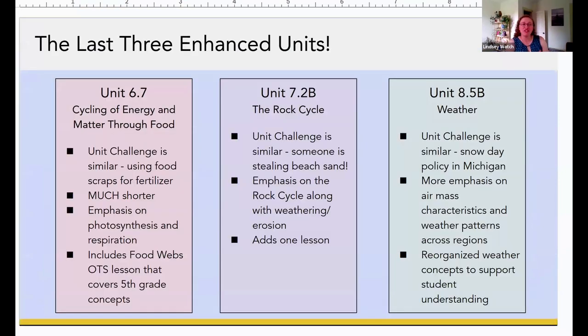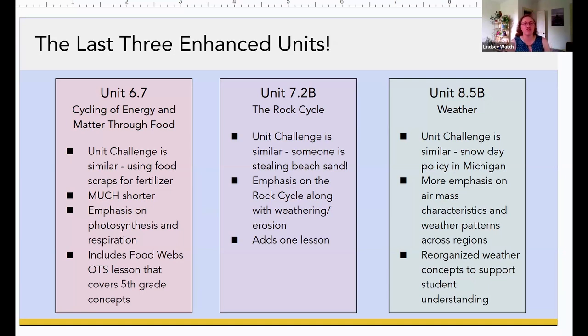We did publish the last 3 units, so the entire curriculum is now enhanced. They have all these great features you're going to hear about today. The last 3 are 6, 7, which was cycling of energy and matter through food. That unit challenge is pretty similar, still using the food scraps for fertilizer concept with the farmer that wants the lunchroom food scraps, but it is much, much shorter.